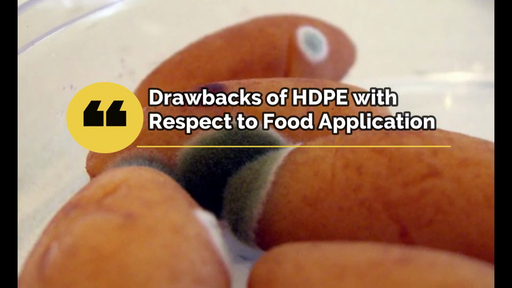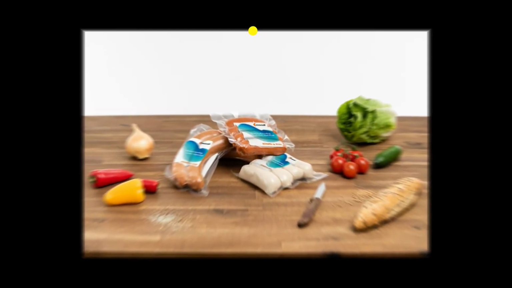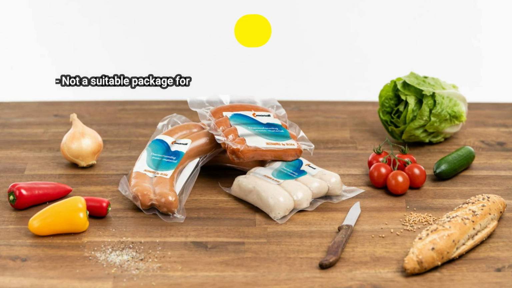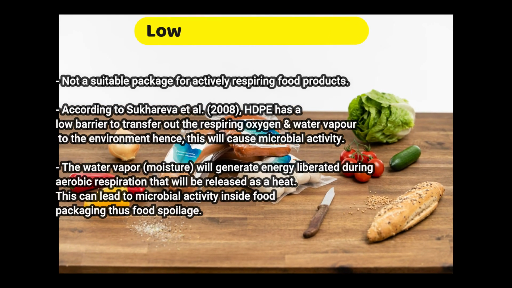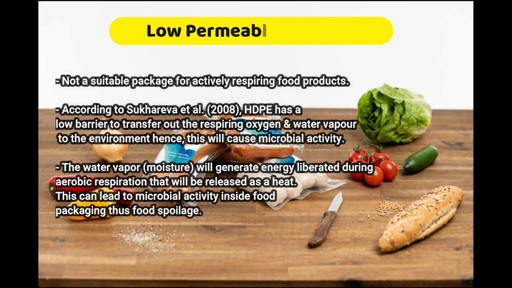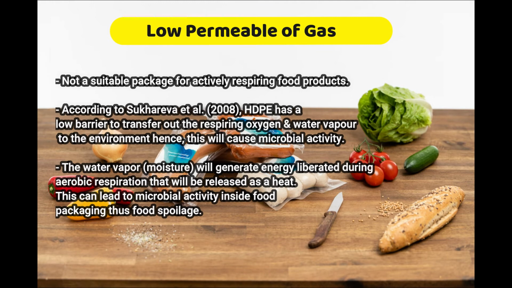Equally important, let's also pay some attention to the drawbacks of HDPE material with respect to food application. First drawback, HDPE has low gas permeability. HDPE is not a suitable package for actively respiring food products such as vegetables and fruits.